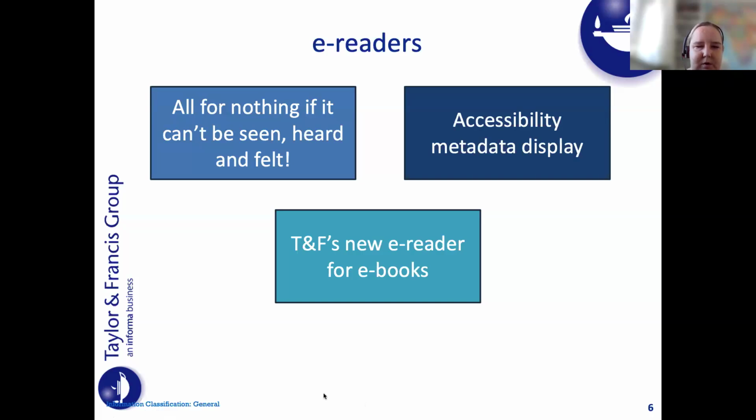So when you're having conversations and bringing on new vendors to provide e-reading solutions, have that conversation. Is it accessible? Ask them their accessibility journey, compliance, next steps. It's so important, and again, that includes the metadata display. Does that e-reader allow the accessibility metadata to be displayed?